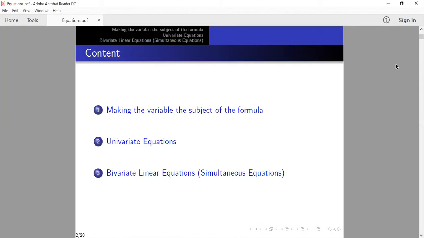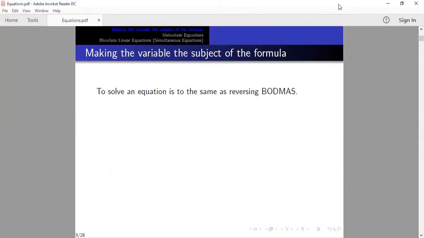So, we will start with making the variable the subject of the formula. So let's jump in. Now, the making of a variable the subject. Now, we need to go back with BODMAS.